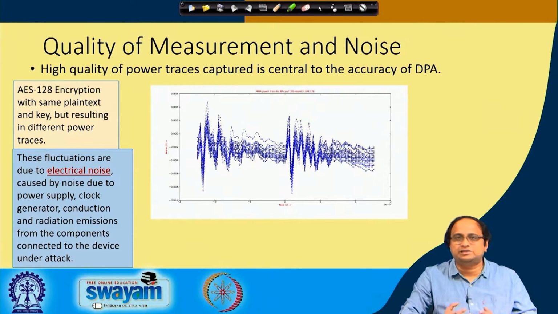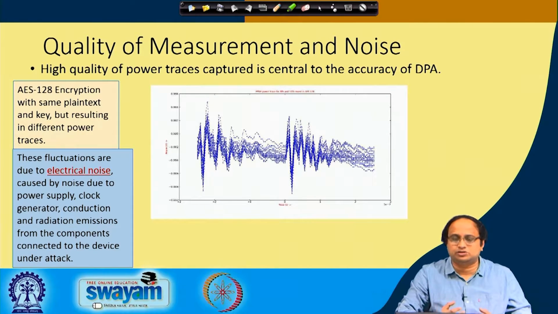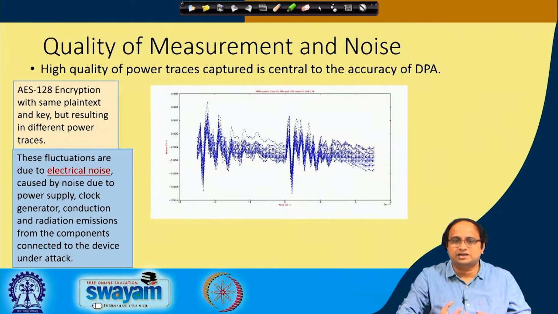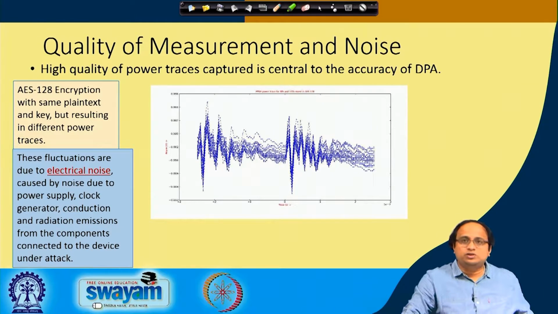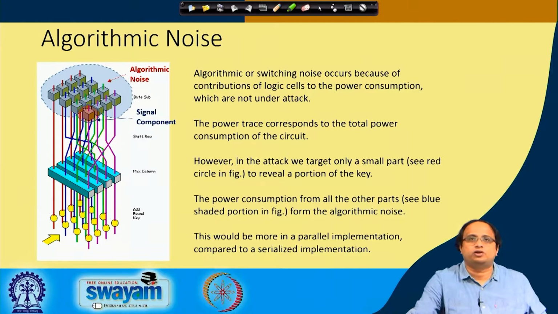And that is a bother for a side channel attacker, because a side channel attacker wants to get as noiseless a power trace as possible. Along with electrical noise, you also have another component of noise which is called the algorithmic noise. So, what is an algorithmic noise?